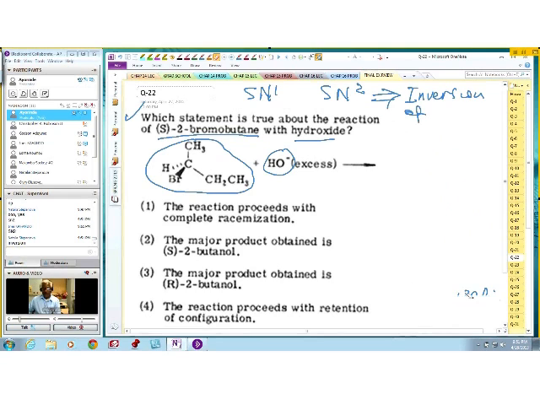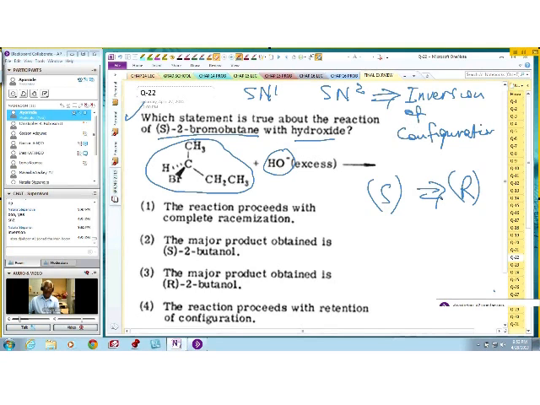In other words, if you start with a molecule that was S, you end up with a molecule that is R for the most part. That is what the SN2 reaction would generally do for you. Okay, given that information, what would be the answer here? Say, number 3: the major product obtained is R-2-butanol.